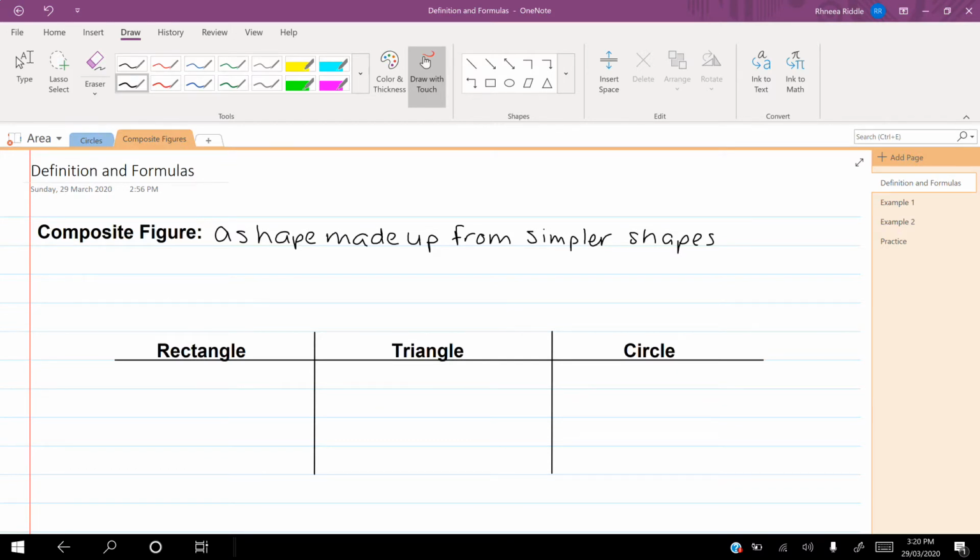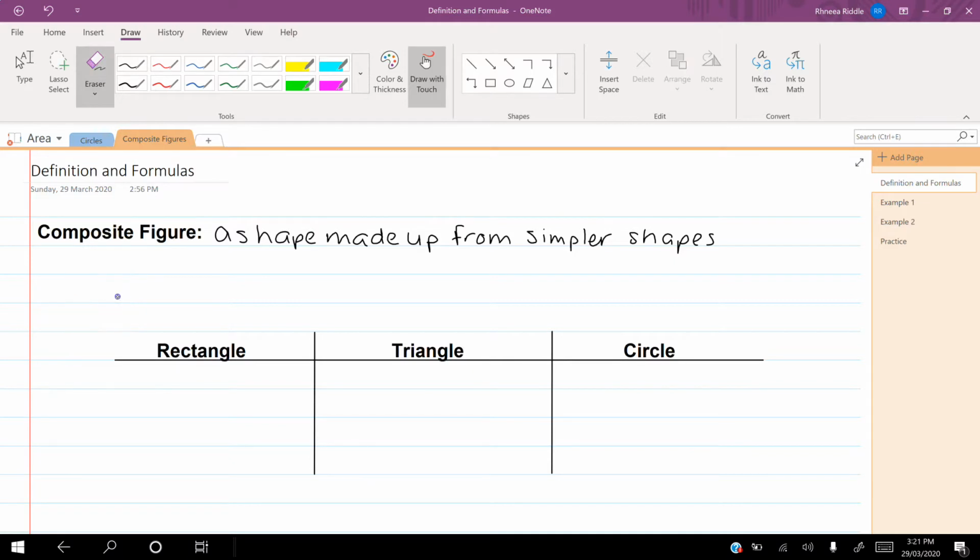So when we think of these composite figures, we can think of something that looks like a house, with a rectangle on bottom and a triangle on top. If you were able to get rid of this middle line here, and it only be this outer edge, or the perimeter of this figure, that would be a composite figure.